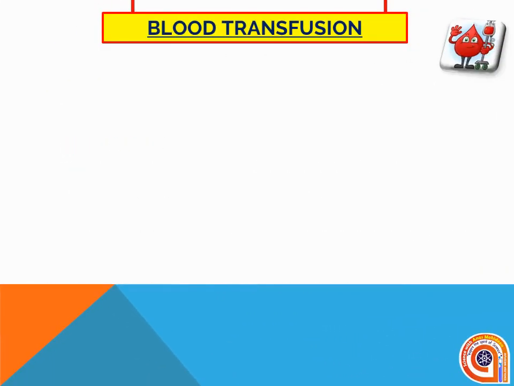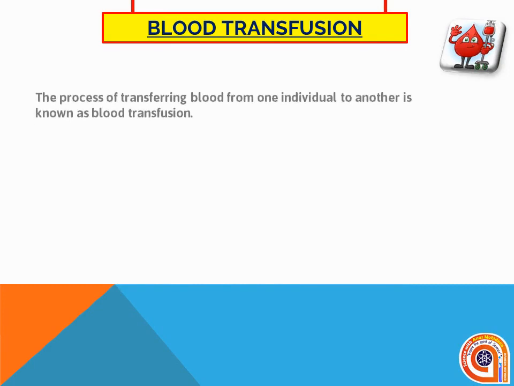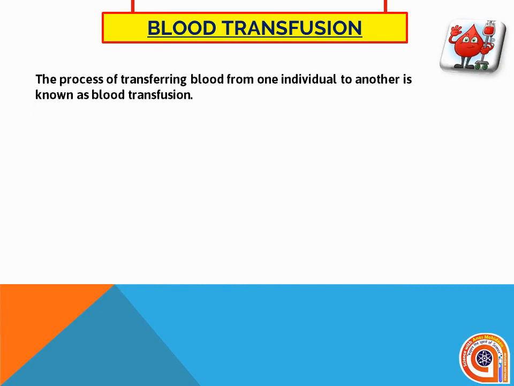So the next topic is blood transfusion. What is blood transfusion? This is the process of transferring blood from one individual to another. During any accidental needs, we have to transfer blood from one person to another, and this is what we term as blood transfusion. But this is not just simply done. There is a big process behind this, and there are certain conditions too.